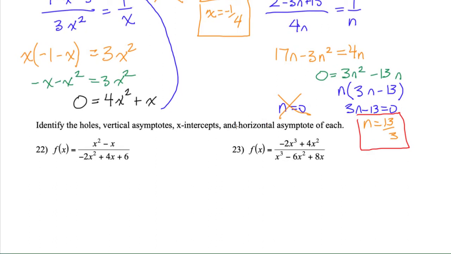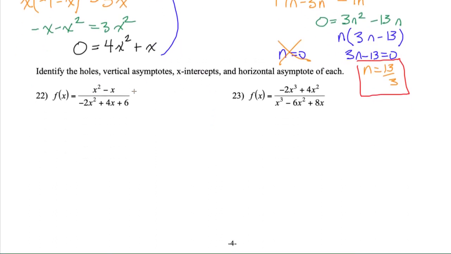All right, number 22. Identify holes, vertical asymptotes, x-intercepts, and horizontal asymptotes of each. All right, so holes are where the top and the bottom are 0. Vertical asymptotes are where the bottom is equal to 0, so like 1 over the bottom. X-intercepts are where the top is equal to 0, so top over 1. Horizontal asymptotes are the limit as x approaches infinity.